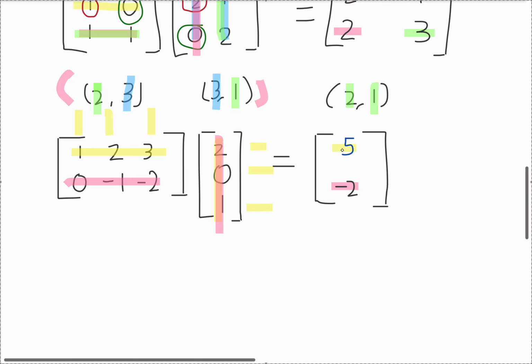So quick recap on how we do this. In our final matrix, we take the first row, first column index. We take the first row of the first matrix and the first column of the second matrix, multiply the corresponding parts, 1 times 2, 2 times 0, 3 times 1, add them all up, and put that value in here. And then we say, okay, second row, first column, right?